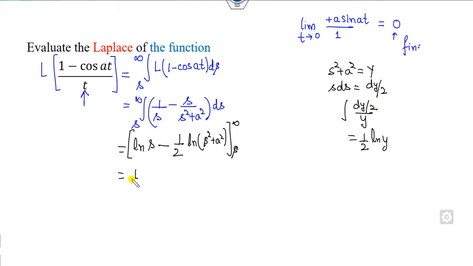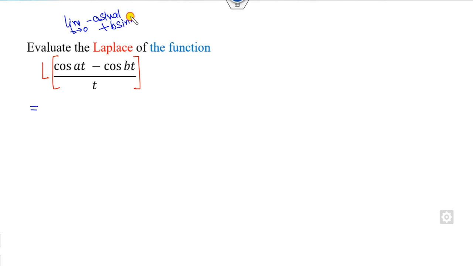Look at this another one. Again your target is to find this number. So clearly when you take the limit as t approaches 0, it's a 0 by 0 form. When you apply the L'Hopital rule, it's minus a sine of at minus minus plus b sine bt over 1. The answer is 0, which is a finite number.